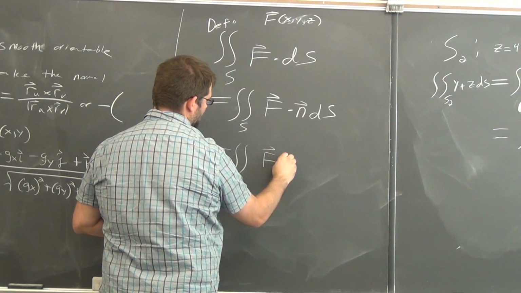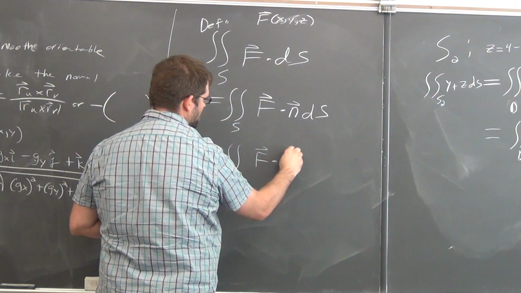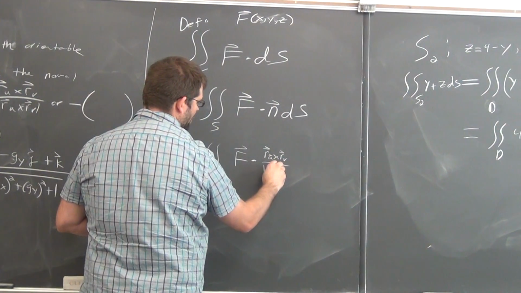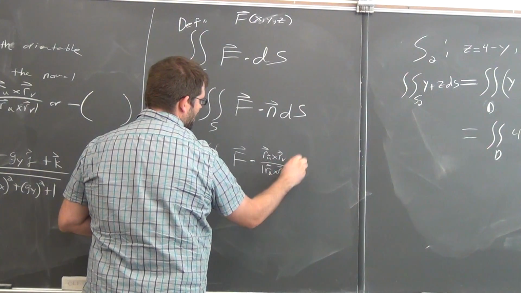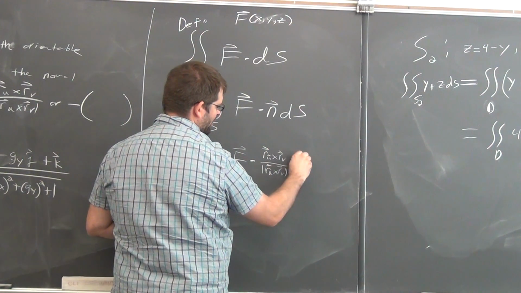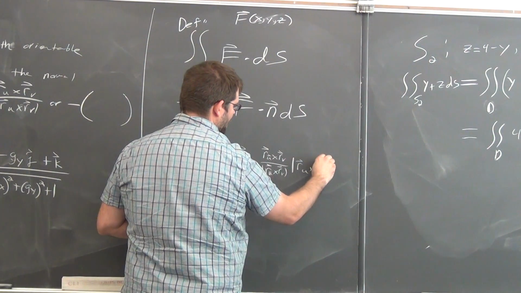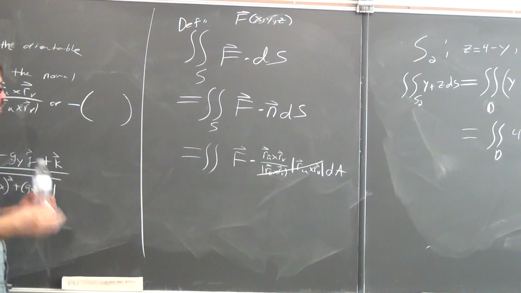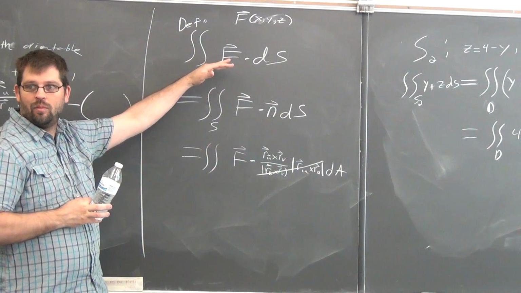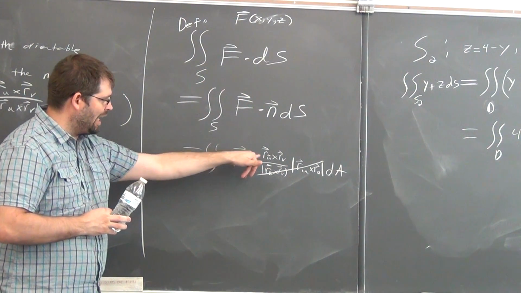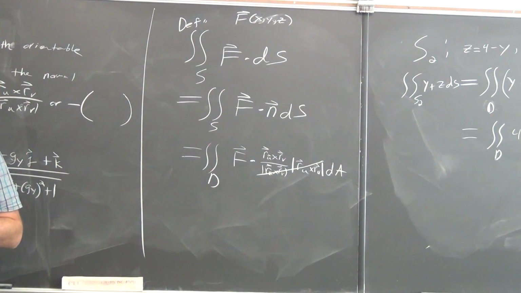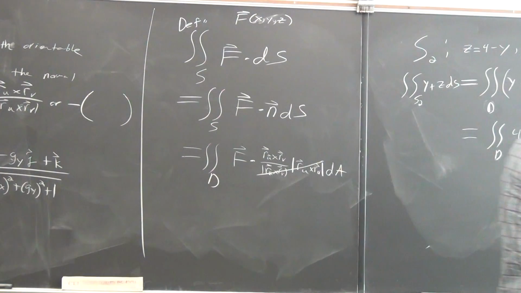Let me just write it out. So n is r sub u cross r sub v over the magnitude of r sub u cross r sub v, but so is dS. dS is the magnitude of r sub u cross r sub v dA, and so those magnitudes cancel out. In practice, you compute this integral by canceling those and doing F dotted with the cross product of those over the region D that's defined by the u and the v, okay? And I would imagine that's what they're saying on the next line.